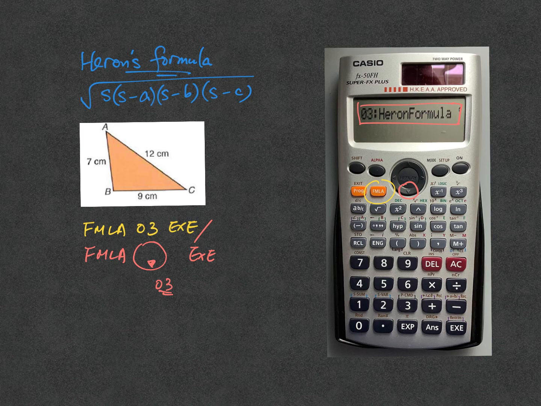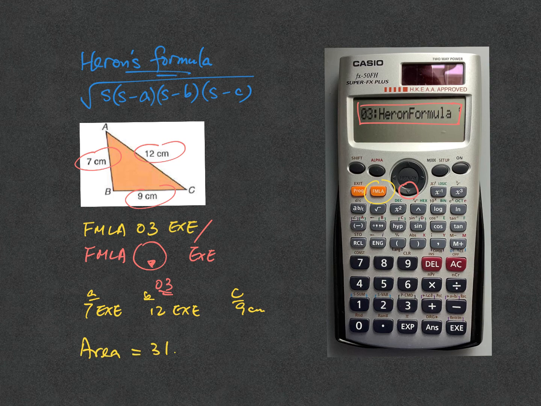Afterward, you enter ABC, 7, 12, and 9. The order is not very important. We enter 7 for A, 12 cm for B, and 9 cm for C. Then the answer will be given by the calculator. So let me check: 7, 12, and 9. You will see that the area is 31.3 cm squared.